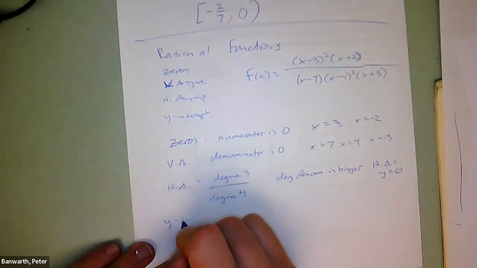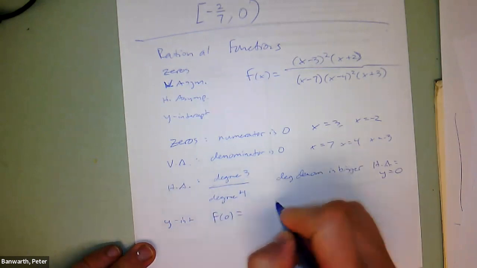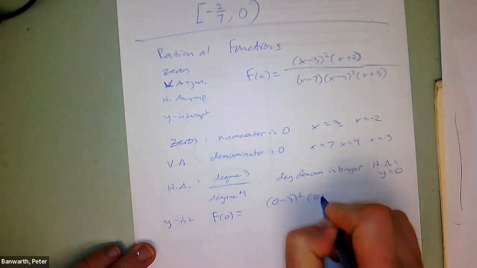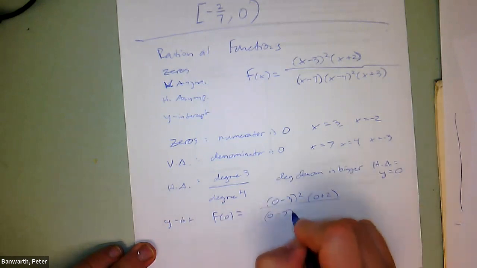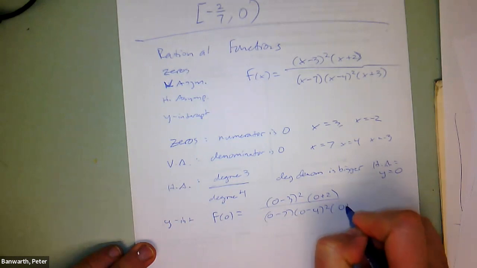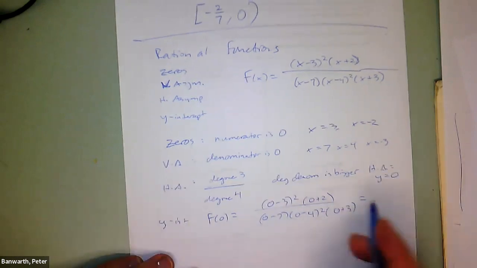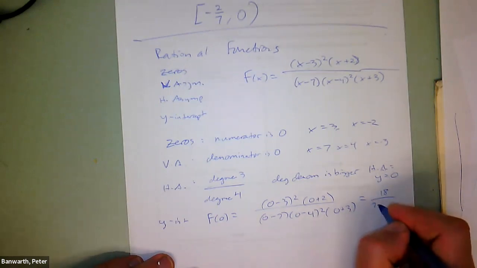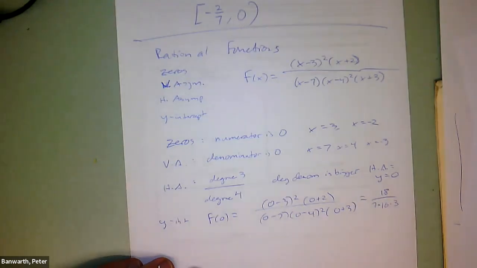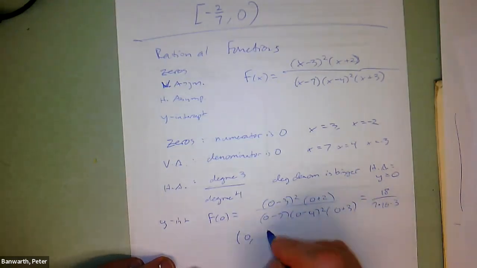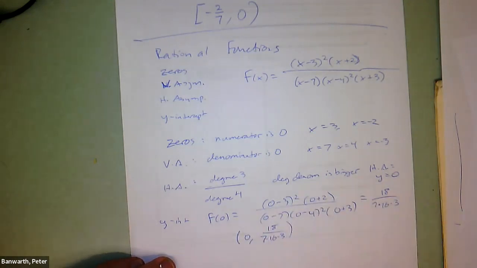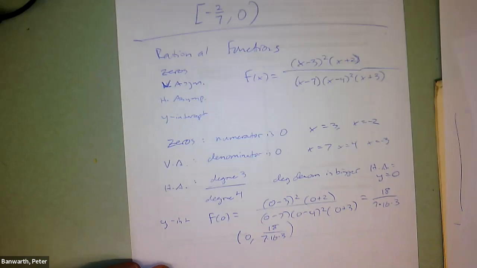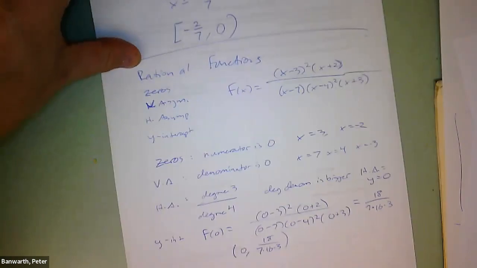And for the y-intercept, I'm just going to plug 0 in for x. I get 0 minus 3 squared times 0 plus 2 over 0 minus 7 times 0 minus 4 squared times 0 plus 3. So that's 9 times 2, that's 18. 7 times 16 times 3 is a big number that I don't want to figure out. So my y-intercept is 0, 18 over 7 times 16 times 3, that's 48, 7 times 48. So that's something we might want to know about rational functions, and we might want to be able to do that from a graph as well.